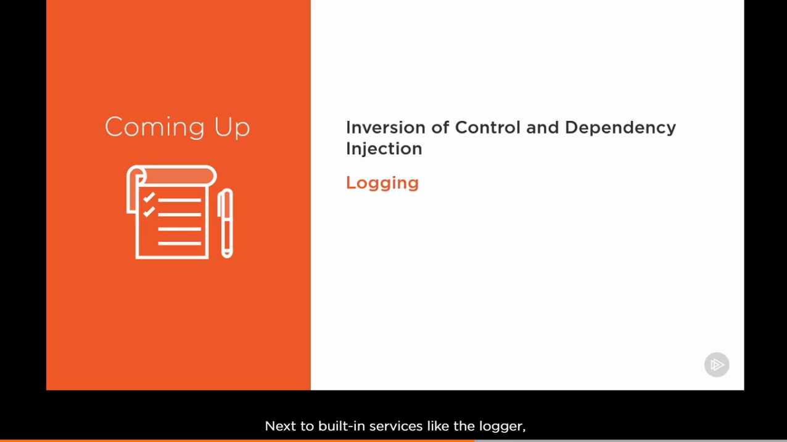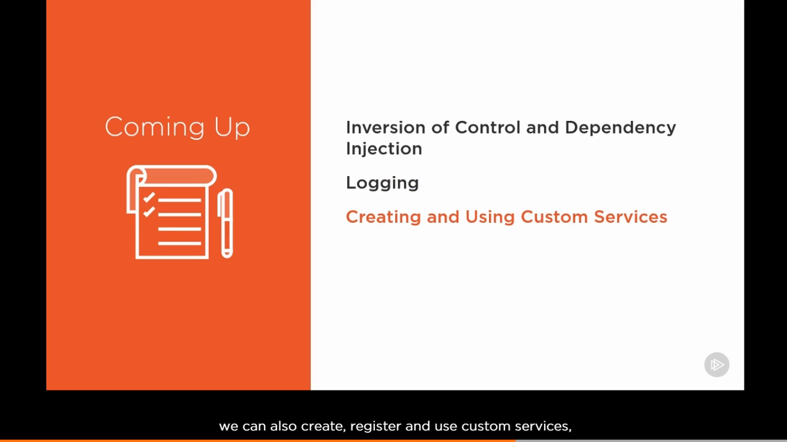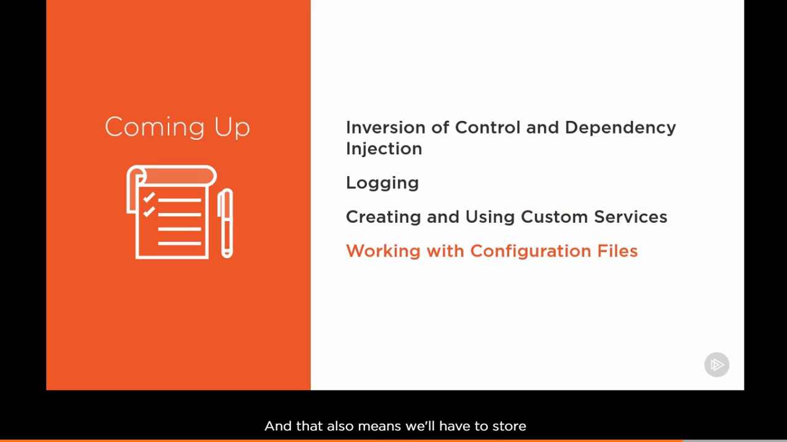Next to built-in services like the logger, we can also create, register, and use custom services. And that's what we'll do next. We'll make sure that when a user deletes a point of interest, the administrator of the system is notified of this. We'll separate that functionality out in a custom mail service. And that also means we'll have to store the mail address to send that mail to somewhere. So that allows us to look into configuration files. Let's dive in.